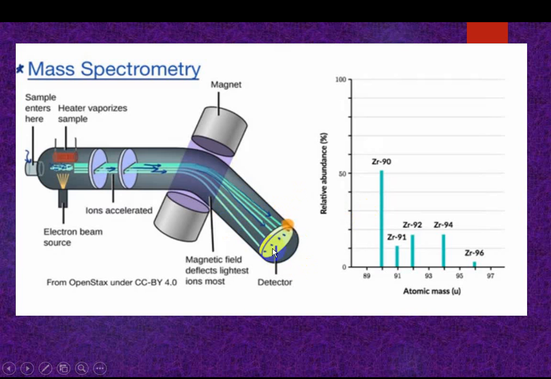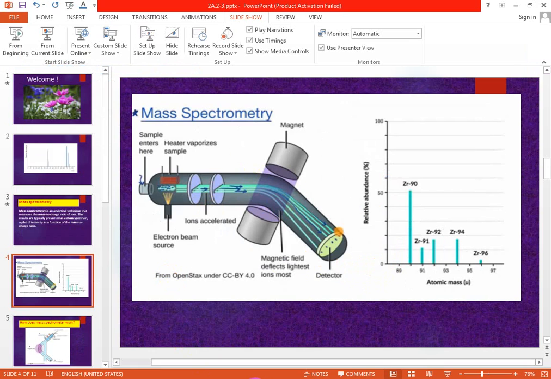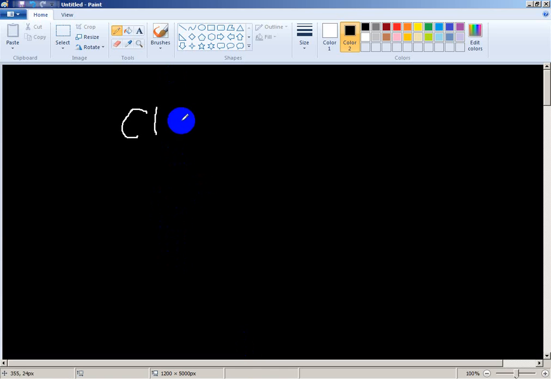Then the detector detects the mass to charge ratio. What do we mean by mass to charge ratio? This is the charge on the ions. What is the mass? This sample is chlorine 35. We know what the mass is.